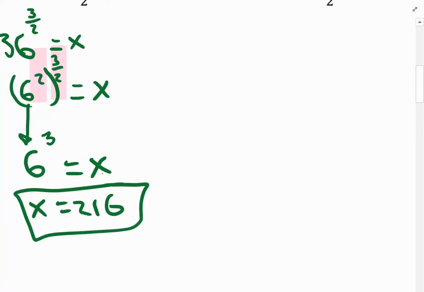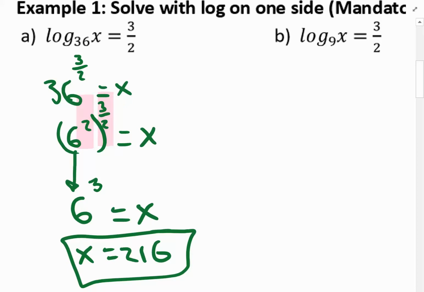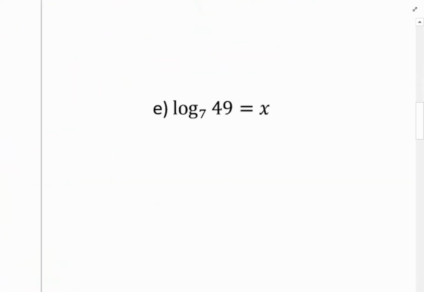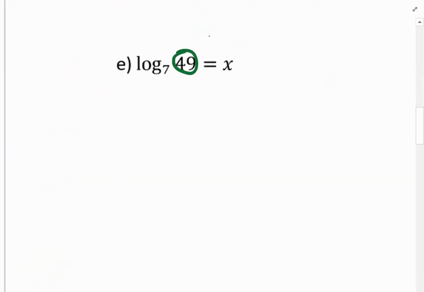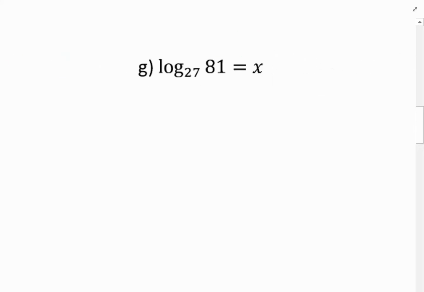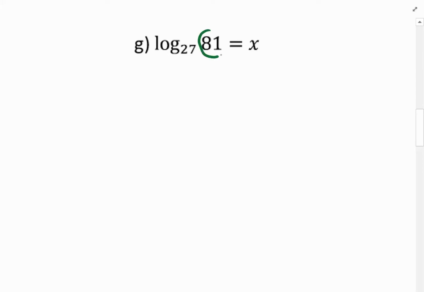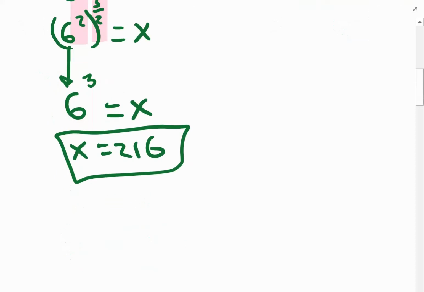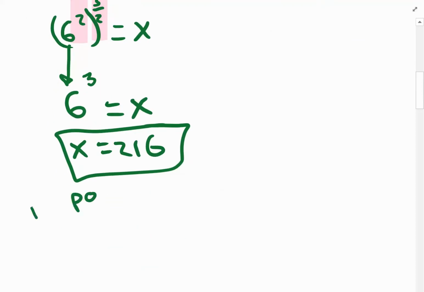Now these ones have mandatory checking. All you have to check is that the argument is positive. And remember, the argument is this part right after the base. Here's the argument. Here's the argument, the x. For this problem, the argument is 49. What's the argument for this problem? 3. What's the argument for this one? 81. It's the thing right after the base number always. So you have to double check. Is the argument positive? If I put 216 right here, I've got 216. It's positive.